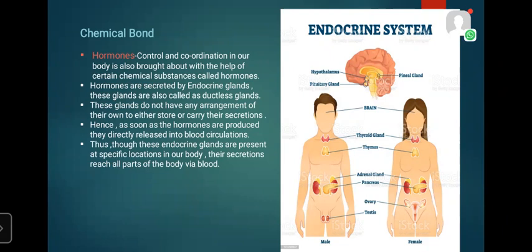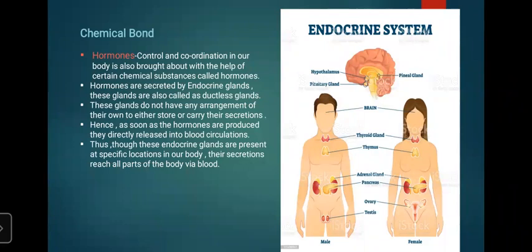Hence, as soon as hormones are produced, they are directly released into the blood circulation. Thus, though these endocrine glands are present at specific locations in our body, their secretion reaches all parts of the body via blood. Because they do not have any bag-type arrangement to carry such secretion, they directly release it inside the blood.